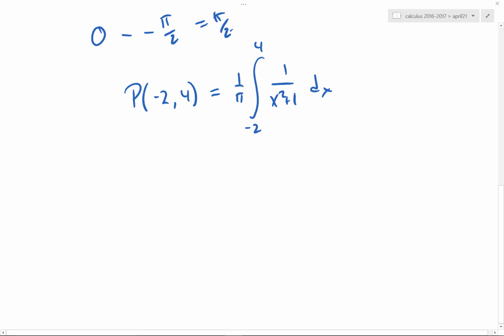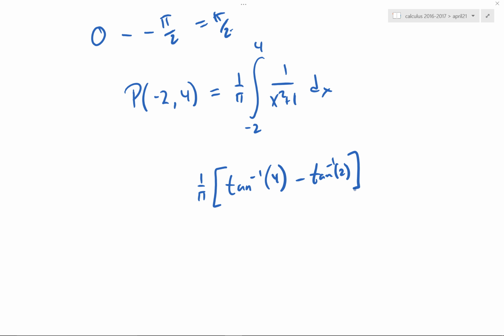It doesn't matter what values. I don't really care. Just pick 4. Okay. So, well, Mr. Grimm, isn't this going to be 1 over pi times arctan 4 minus arctan 2? Literally, that's what it's going to be. Okay? This is not hard, people. This is not hard.